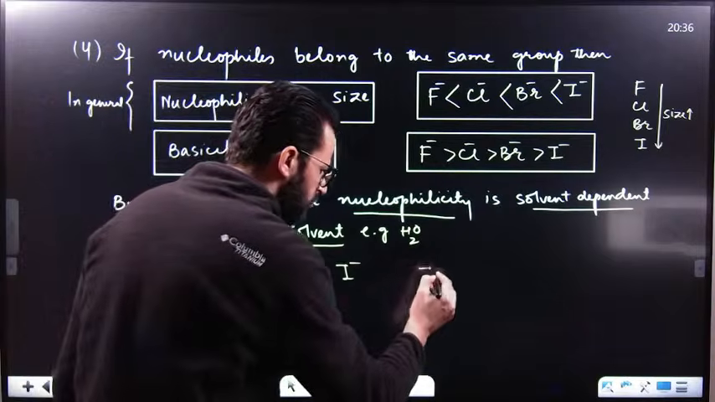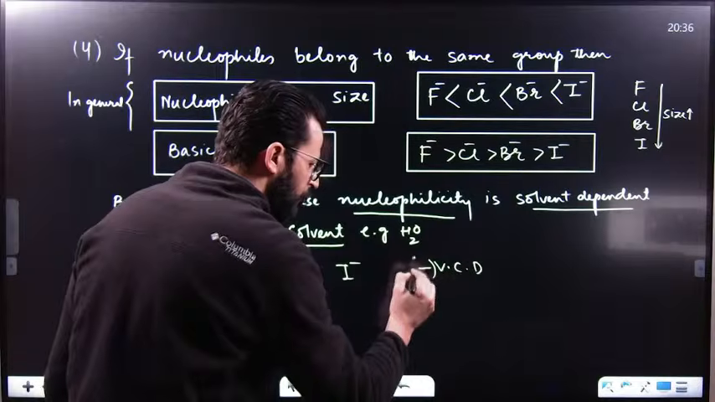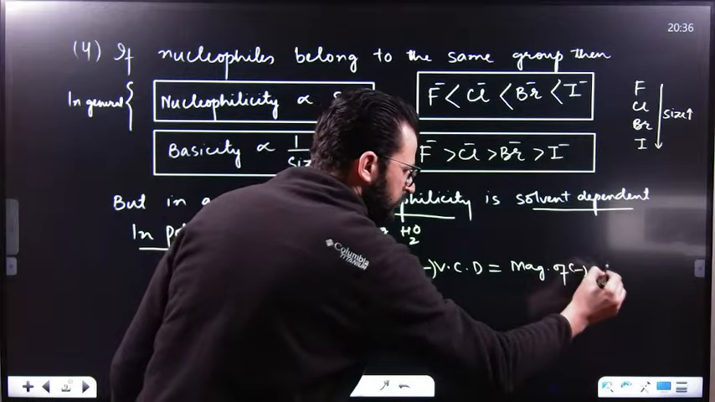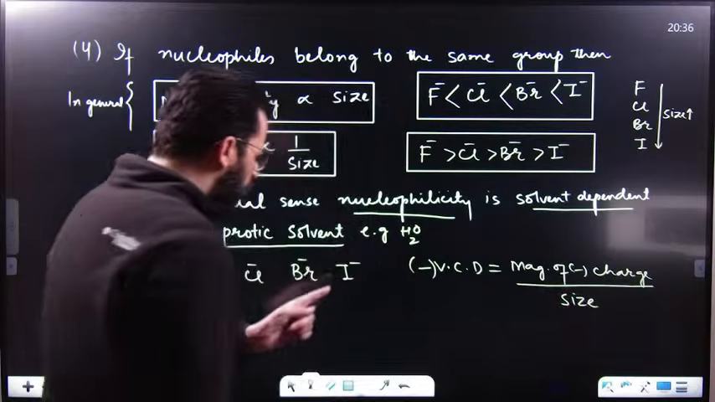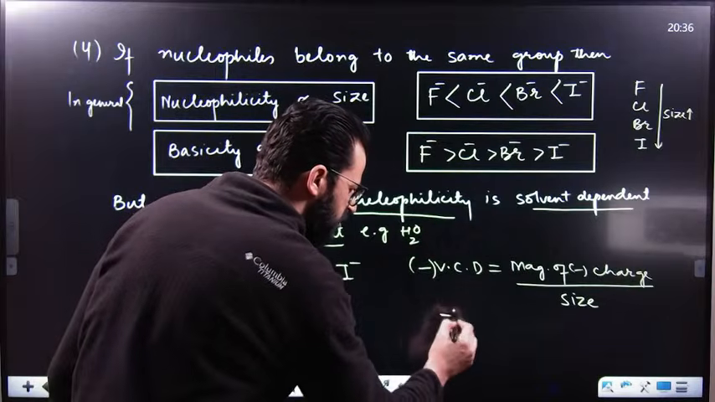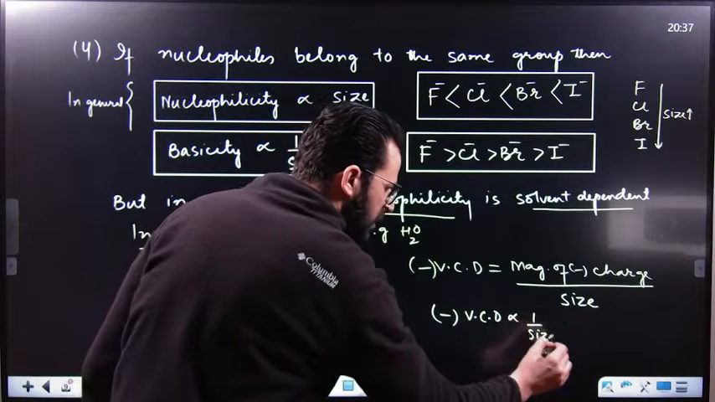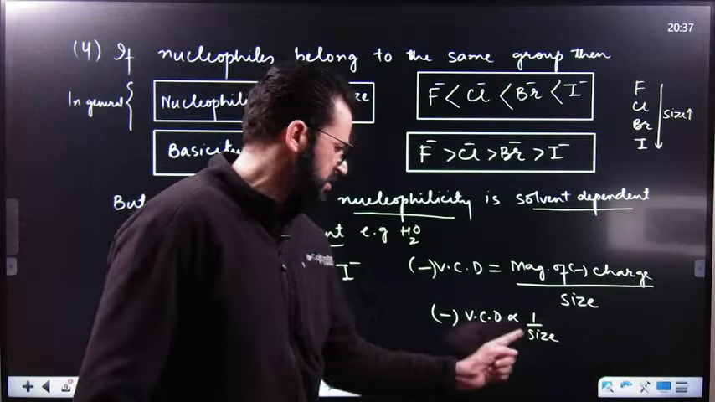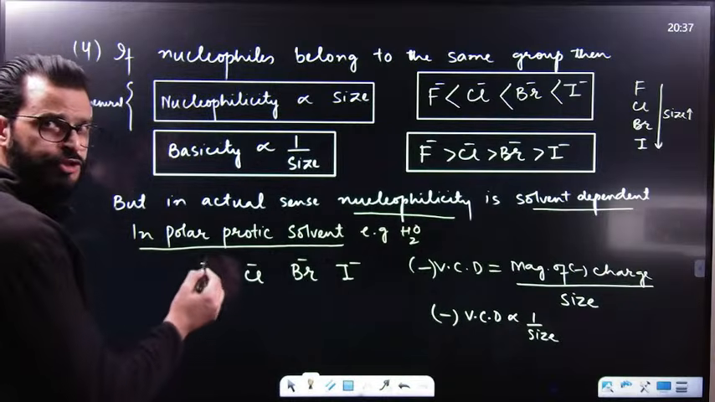Now, we know all have negative charges, and we know negative volume charge density is equal to the magnitude of negative charge divided by size. As all have a -1 charge, the magnitude of negative charge is the same. So can I say negative volume charge density is inversely proportional to size? Because all have the same magnitude. Any species whose size is less has more negative volume charge density.